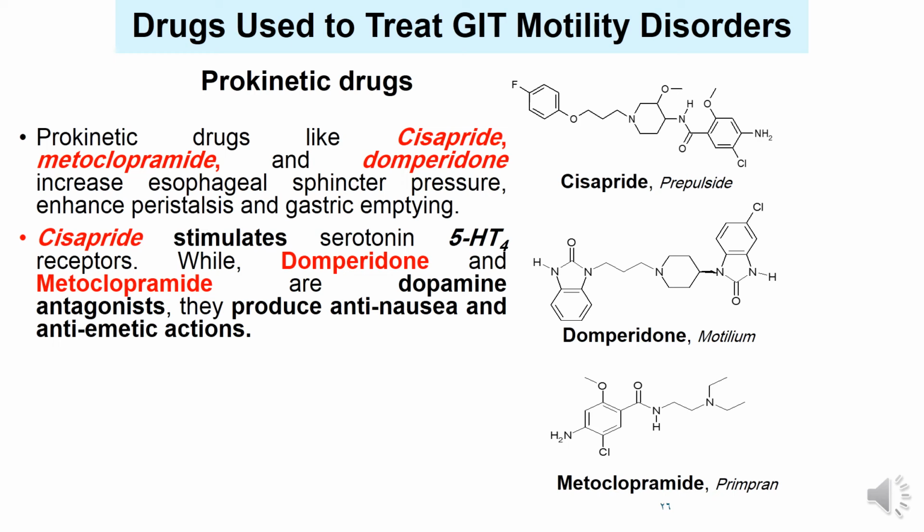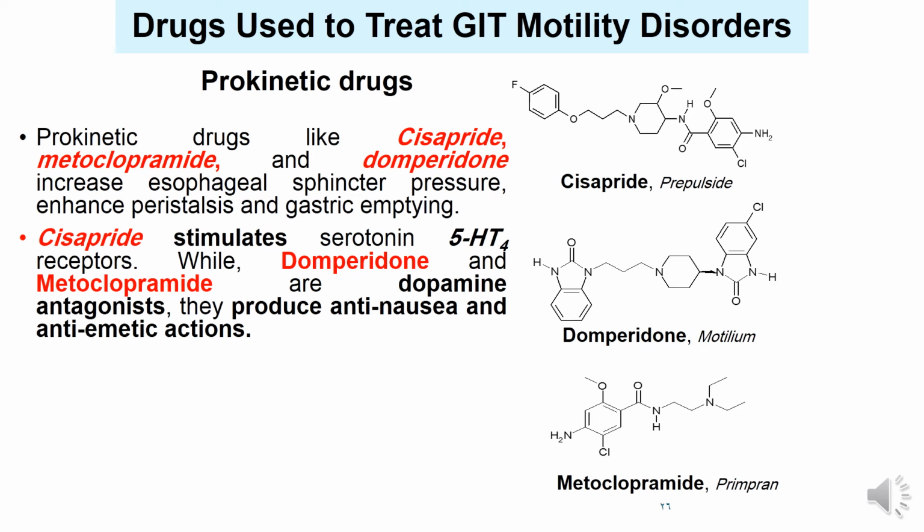Cisapride has a certain mechanism of action, while metoclopramide and domperidone have another mechanism of action. Cisapride stimulates serotonin 5-HT4 receptors, while domperidone and metoclopramide are dopaminergic antagonists. They block the dopaminergic receptors, so they can produce anti-nausea and anti-emetic actions.